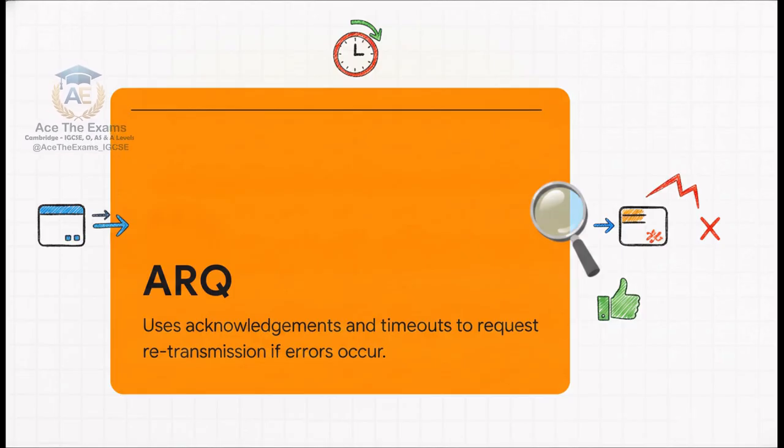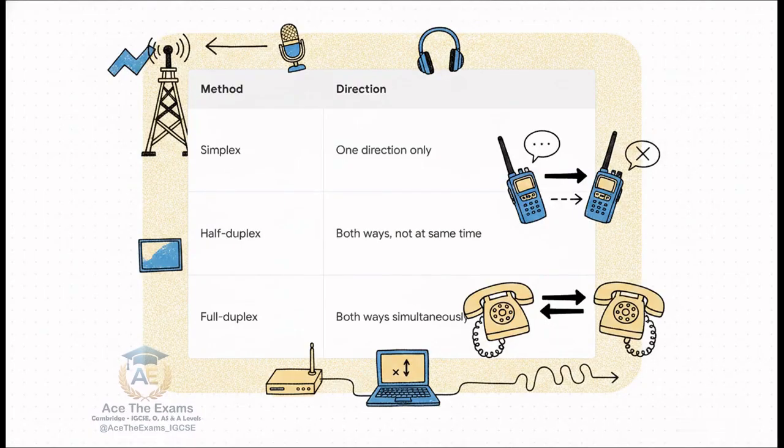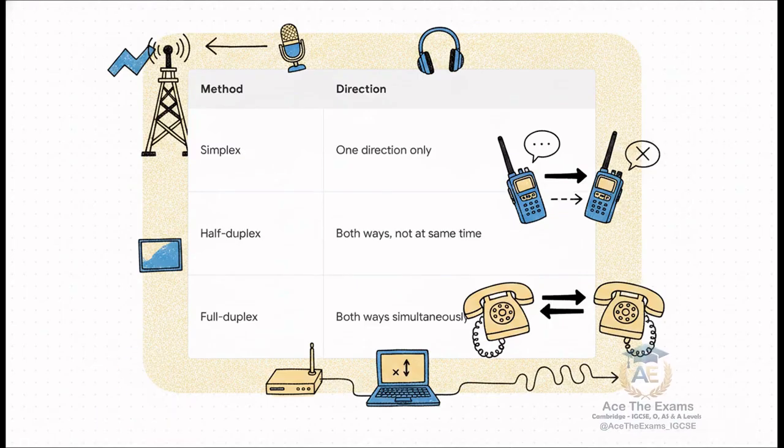But what if the data just gets lost entirely in the void? Well, ARQ handles that using a timeout mechanism. The sending device waits a predetermined amount of time, and if it hears absolutely nothing back, it automatically demands the data be sent again. Now, data can actually travel in a few different ways down these channels.